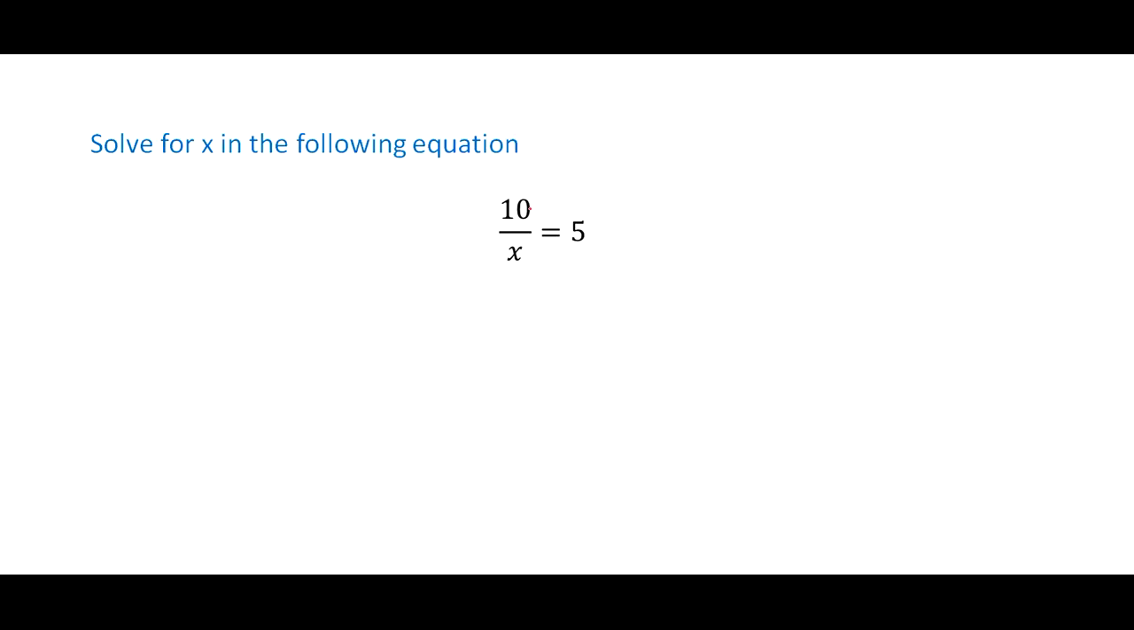Now we have a slightly different one. We have 10 over x is equal to 5. That same method I just showed you, I'm going to use that here. So 10 over x is the same as saying 5 over 1, and we're going to cross multiply. So 5 multiplied by x will give me 5x, and 10 multiplied by 1 will give me 10. If I want to get rid of this 5 here, I need to divide both sides by 5. So this will become 10 over 5, which is equal to 2.